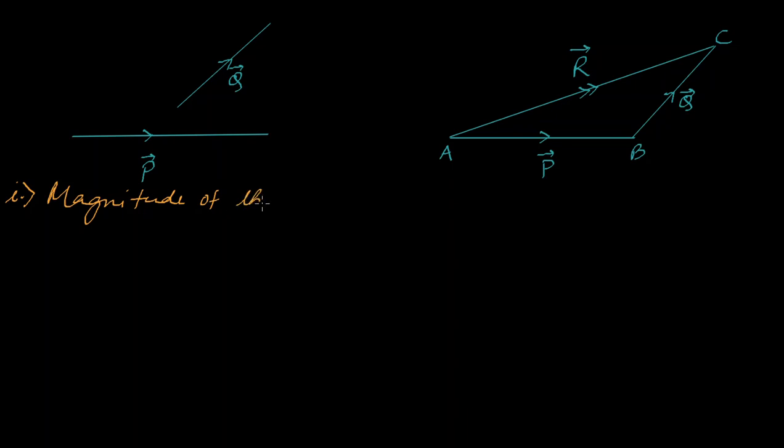of the resultant R bar. When we say magnitude of the resultant R bar, we mean the length of this line AC, because the length of AC will give the magnitude of this resultant. How do we find the length here? Let us modify this diagram a little bit and make a bit of construction.